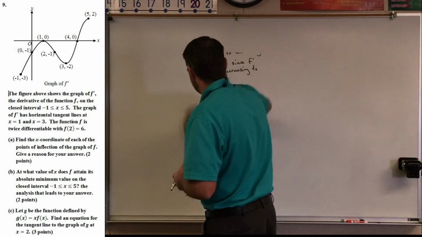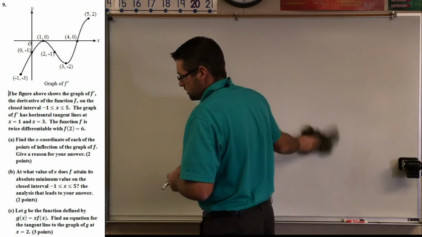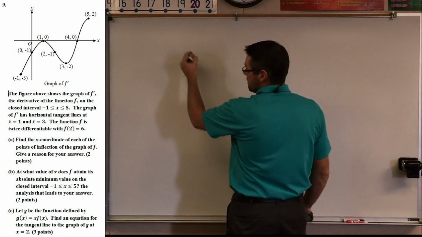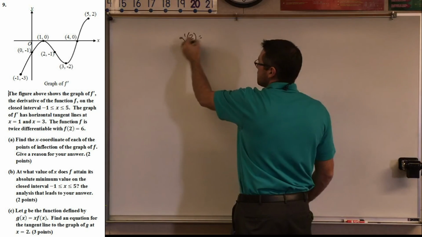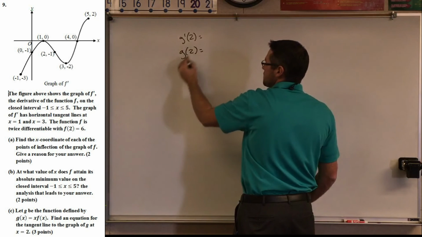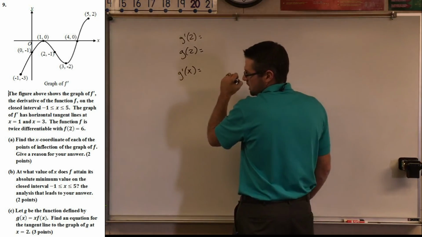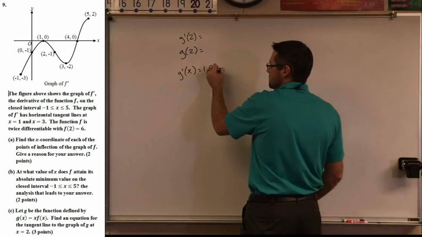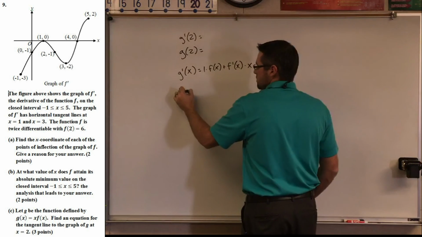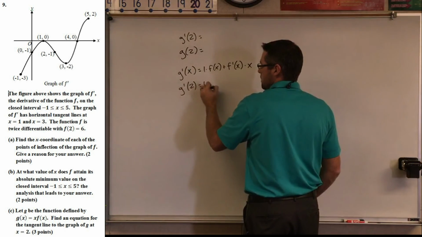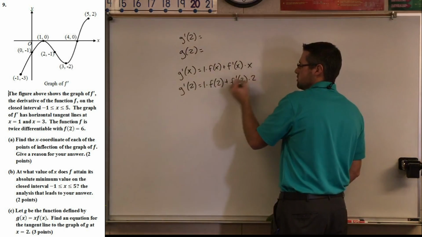All right, so for part C, we want the tangent line. So for the tangent line of G, we need to know what G prime of 2 is. We need to know what G of 2 is. So first we have to take the derivative of G. So G prime of x equals, that's going to be product rule. So 1 times f of x plus f prime of x times x. So G prime of 2 is 1 times f of 2 plus f prime of 2 times 2.